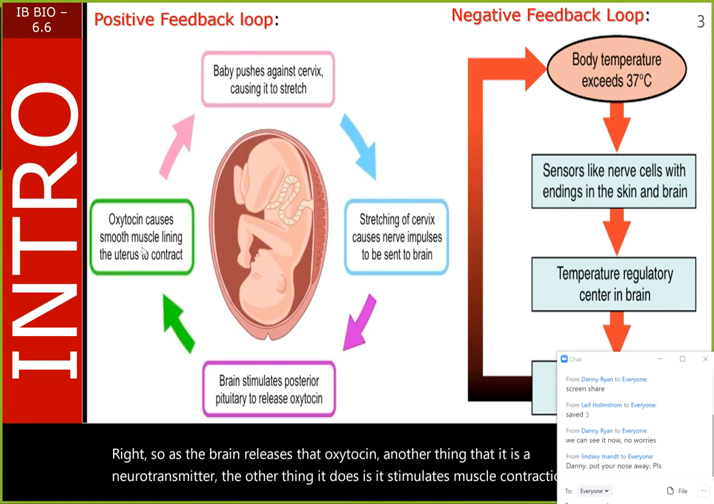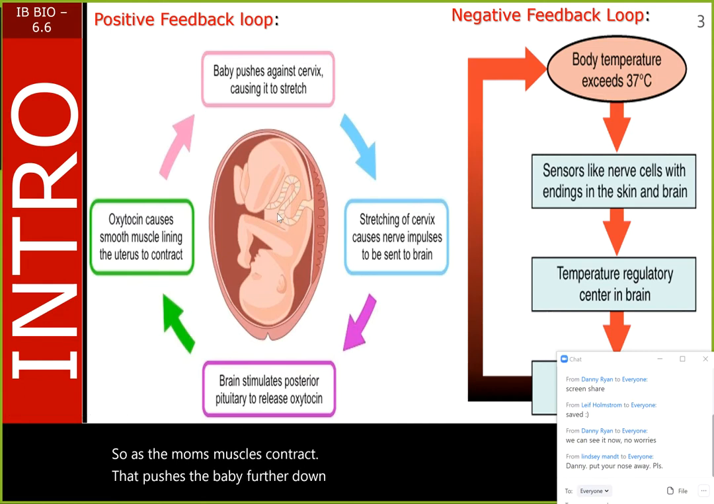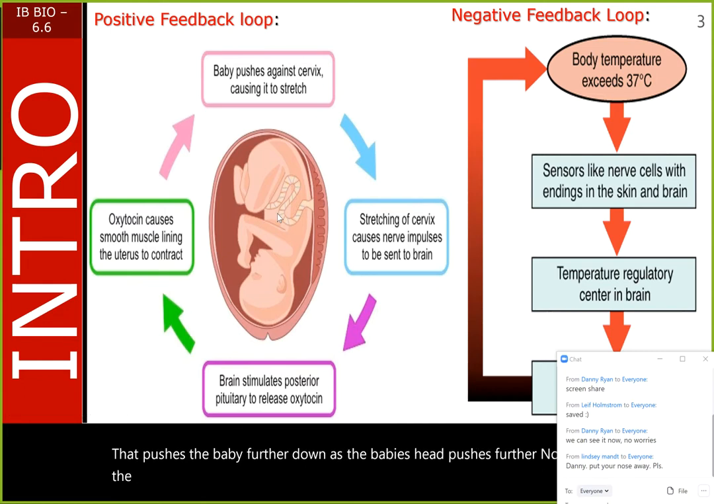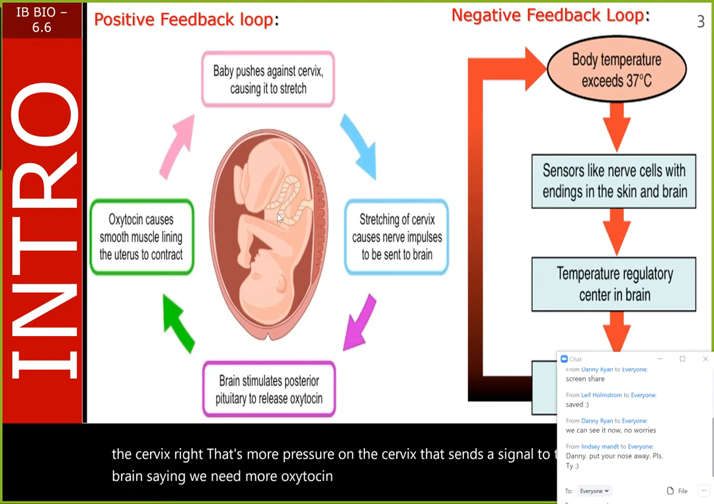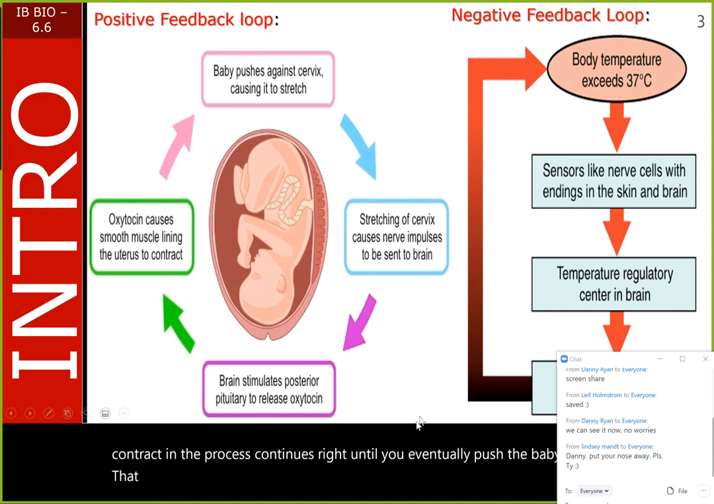So as the mom's muscles contract, that pushes the baby further down. As the baby's head pushes further down on the cervix, right? That's more pressure on the cervix. That sends a signal to the brain saying we need more oxytocin. More oxytocin is released, the muscles contract, and the process continues, right? Until you eventually push the baby out. So that's positive feedback, right? The system is feeding itself.